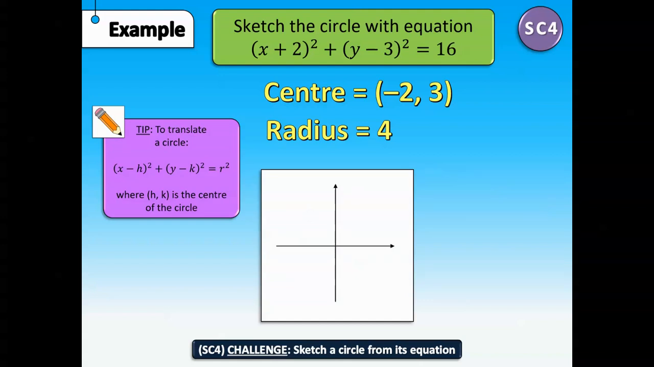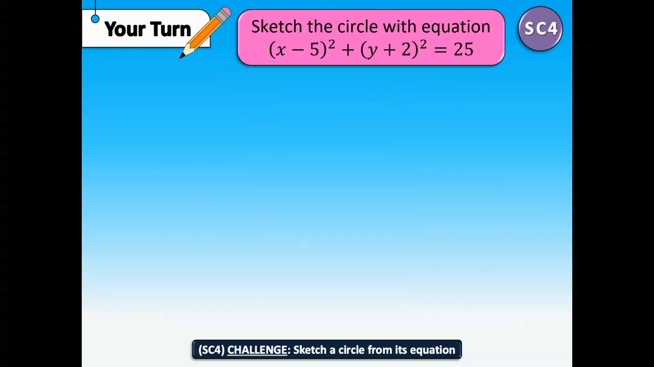So if we want to sketch this circle, we put the center at minus 2, 3, and make sure the radius is 4. So our circle will look like this. Here's a question for you to have a go at. Pause the video, and when you're ready to see what you should have done, press play.